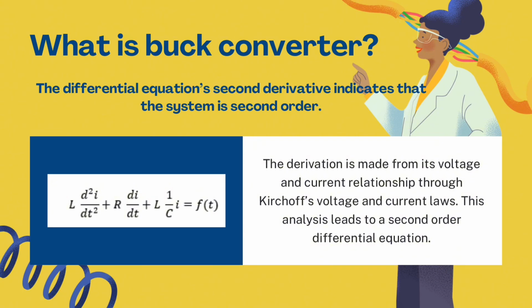Next, as you can see in the slide, it shows the differential equation. The second derivative indicates that the system is second order. This derivation is made from its voltage and current relationship through Kirchhoff's voltage and current laws. So this analysis leads to a second order differential equation.